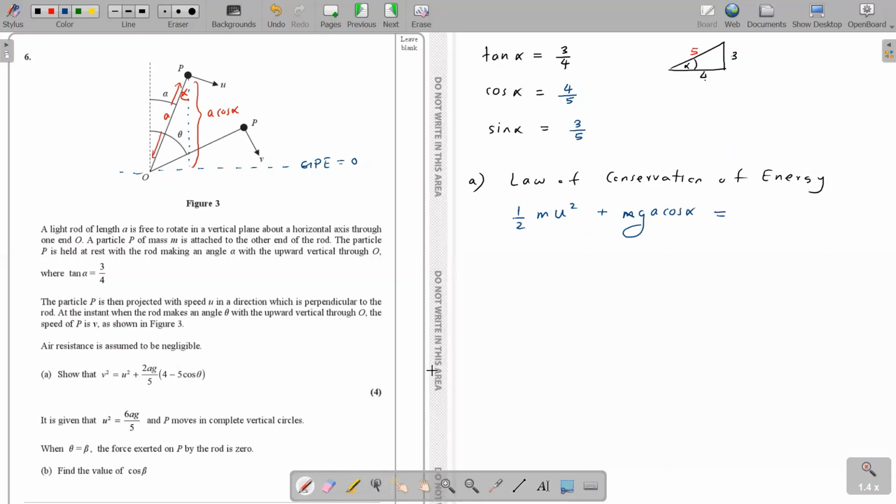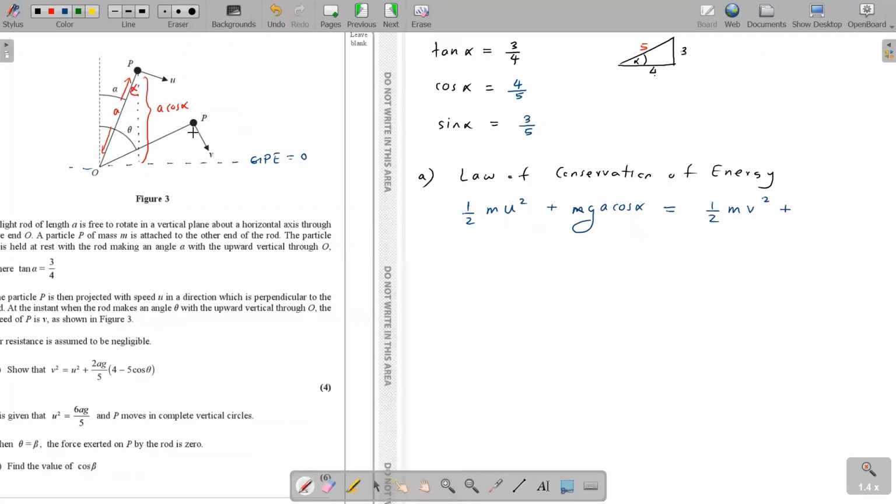Okay, so then when you move through an angle theta, what are the energies we have? So here I have half mv square because the velocity is v. And what about the mgh? How much is the height now above the ground? How do you get this height?